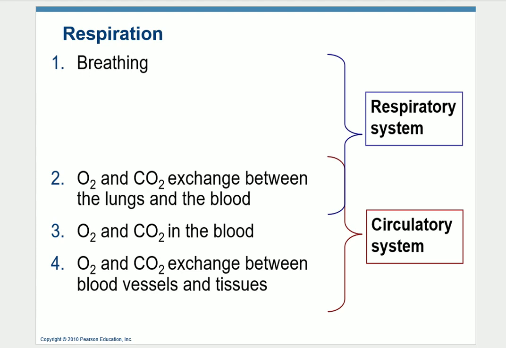So functions overall of the respiratory system are obviously breathing, right? Number one, breathing. And this gas exchange that happens with the blood, the circulatory system, and this overlapping zone right here on number two is going to be super important, and we're going to talk about it a lot. Then the circulatory system takes that oxygen, that CO2, into the blood. And then the circulatory system is also in charge of the exchange between the blood vessels and the tissues of these gases.